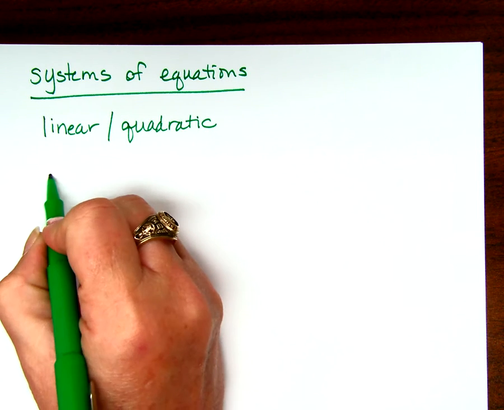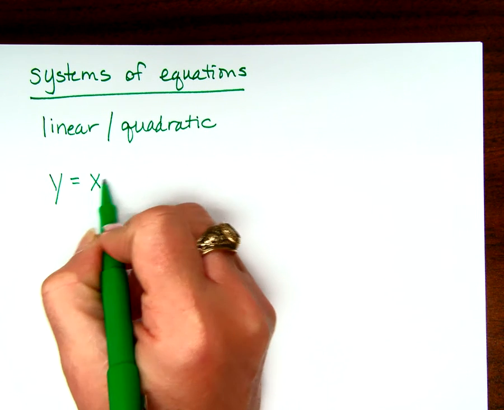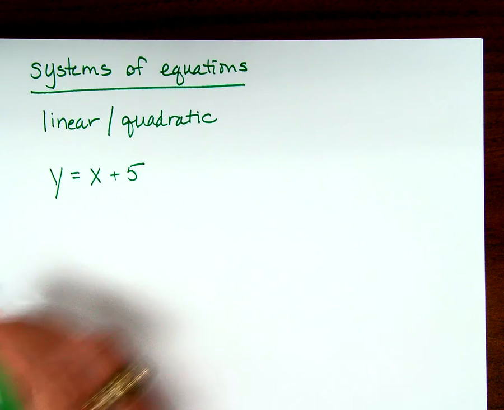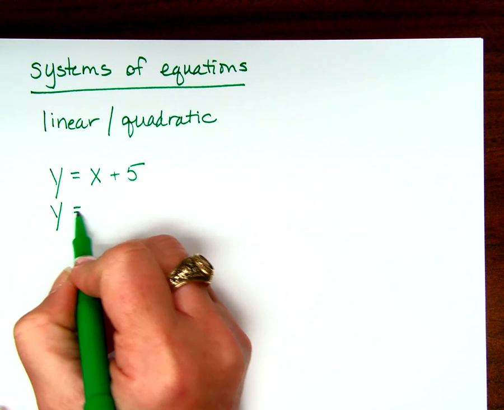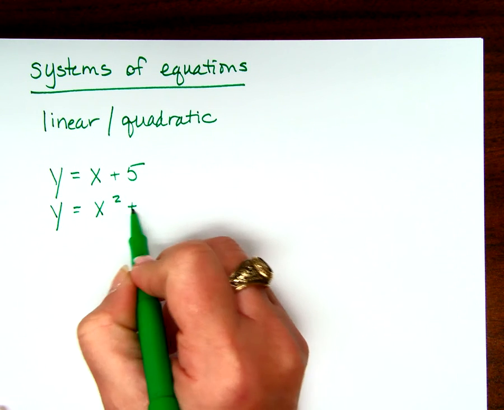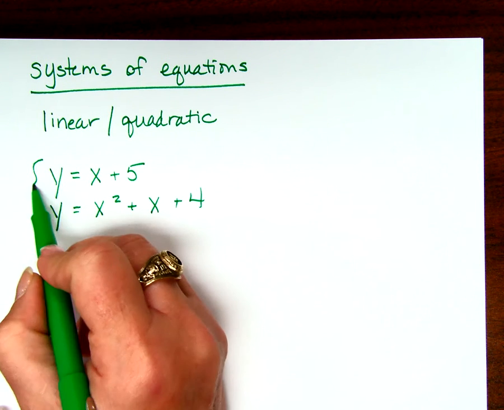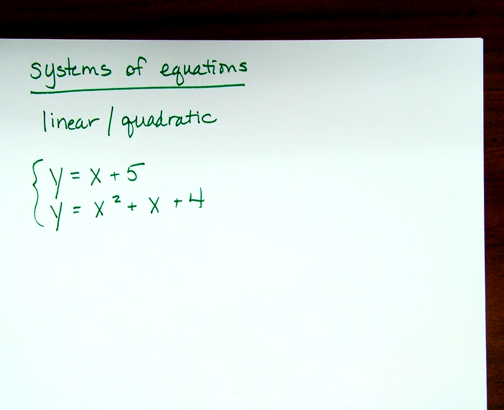So, for example, in this system right here, is that the linear or is that the quadratic? And how do you know that? It doesn't have a square, okay? What about this second one right here? Is that the linear or the quadratic? And how do you know? It has a square, right?